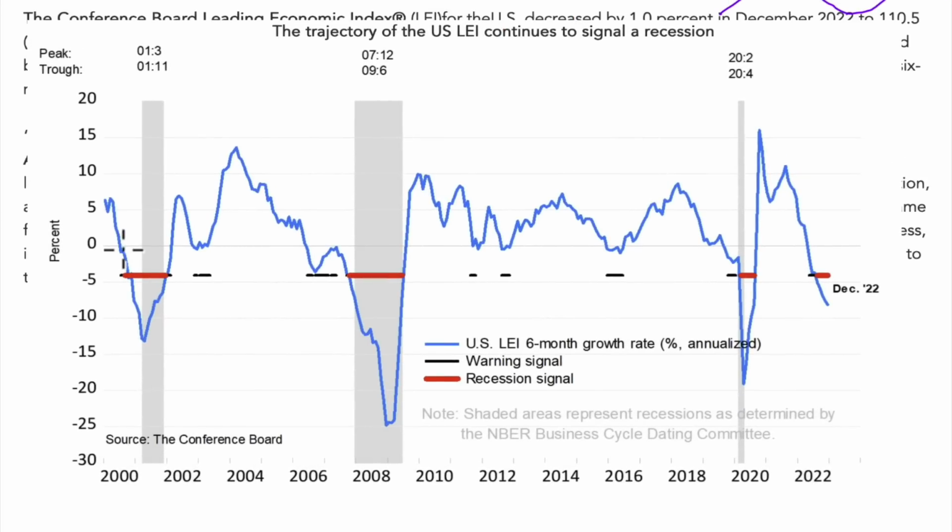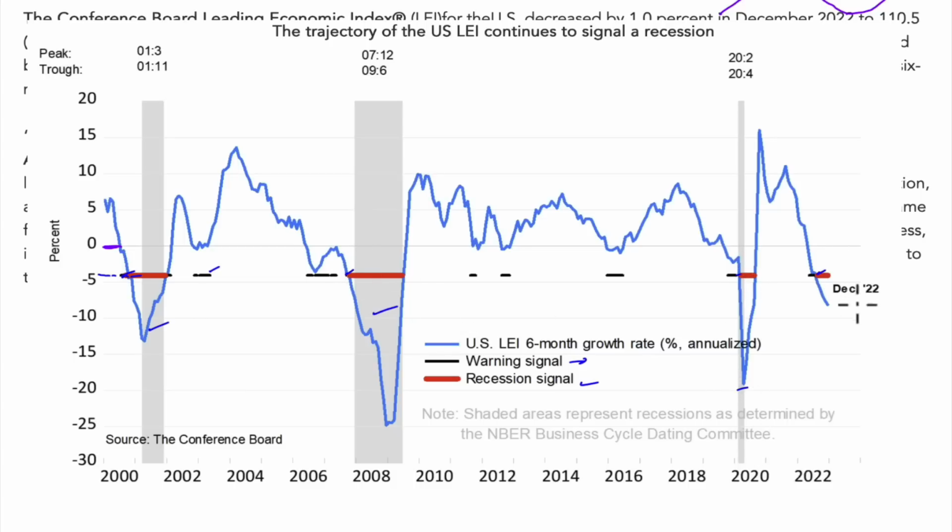So here's the zero line, right? As soon as you drop below the zero line, you get one of these little black lines over here, which is a warning signal. Once you drop below negative 4% over a 6-month period, it turns into a recession signal. And every time there's been a recession signal, here's your signal, followed by a recession. Signal starts, followed by a recession.